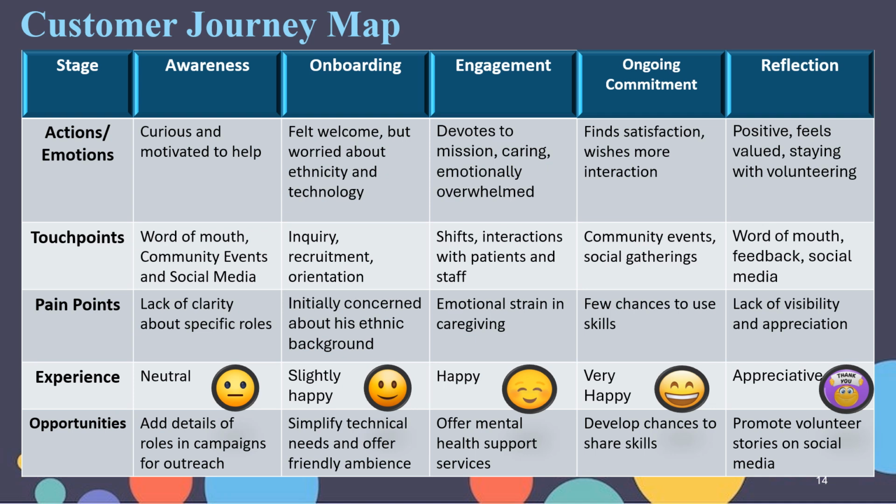His pain points are limited role information during awareness, initial concern about his ethnic background and ability to fit in, emotional strain in caregiving, limited opportunities to use his skills, and lack of public recognition. And here are the opportunities the Toowoomba Hospice can work on: provide detailed role descriptions and outreach, show equality and provide personal assistance to resolve any feelings of not belonging, create a friendly environment that reassures all volunteers, implement mental health support for volunteers, create opportunities for skill sharing, and highlight volunteer stories on social media for public recognition.